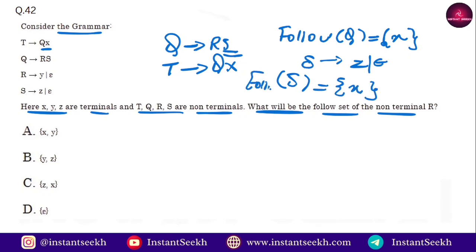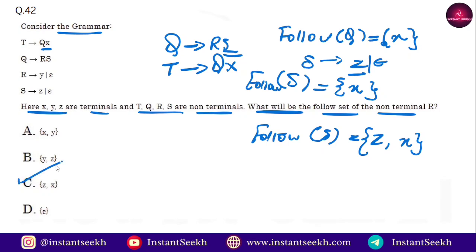So this is one. Now if we combine the results, since Z was already there, the follow of R will be terminal Z and terminal X. So the option that matches this is option C, your right answer for this particular question. Okay, let's move on to the next.